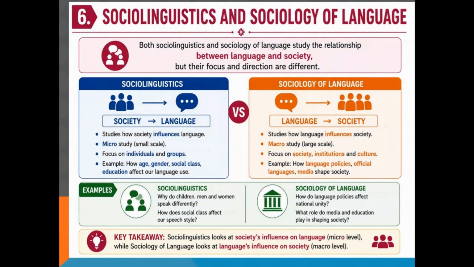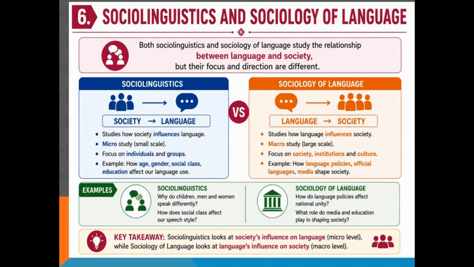Sociolinguistics and sociology of language. Although these terms look similar, they are different. Sociolinguistics studies how society affects language. Sociology of language studies how language affects society. For example, language planning. So the difference lies in the main focus of study.